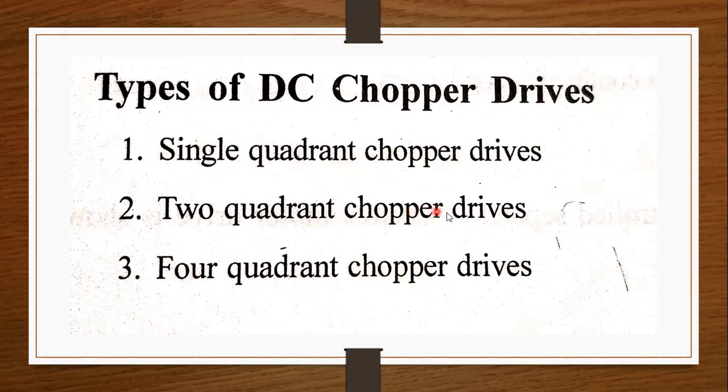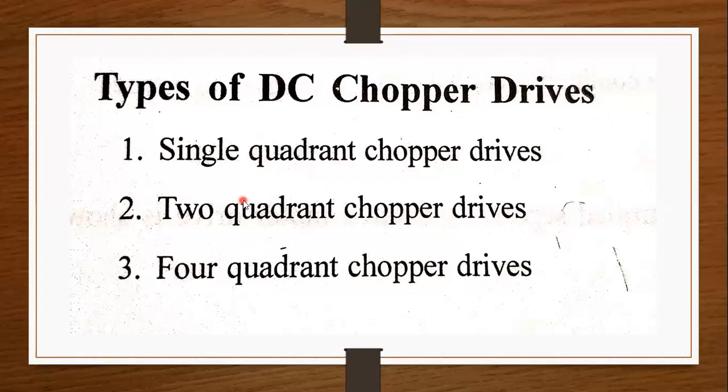Two quadrant chopper is called forward motoring mode and also forward braking mode. It's called a two quadrant chopper: first quadrant and second quadrant, otherwise first quadrant and fourth quadrant. Forward motoring mode or reverse regenerating braking mode. It's called a two quadrant operation of the chopper.